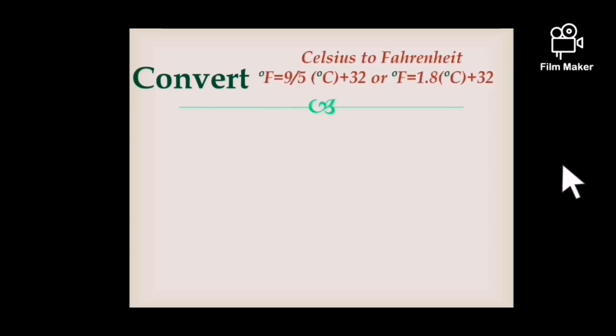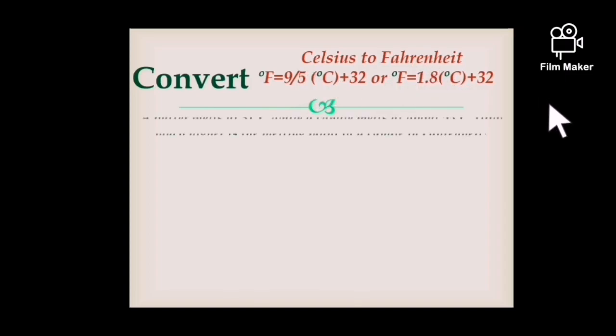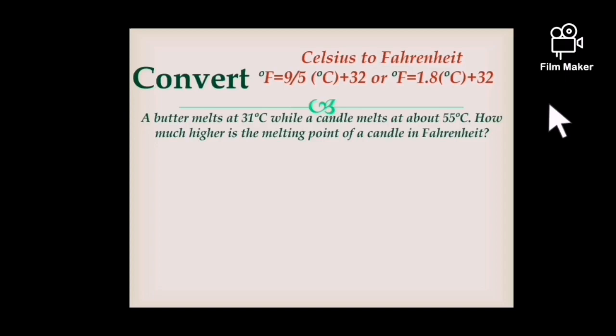To convert Celsius to Fahrenheit, we are going to use degree Fahrenheit is equal to 9/5 times degree Celsius plus 32, or degree Fahrenheit is equal to 1.8 times degree Celsius plus 32. Yung 1.8, i-convert yung fraction na 9/5 into decimal, that is 1.8. So, the problem is, a butter melts at 31 degrees Celsius while a candle melts at about 55 degrees Celsius.